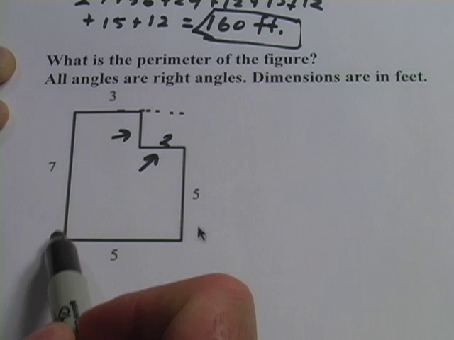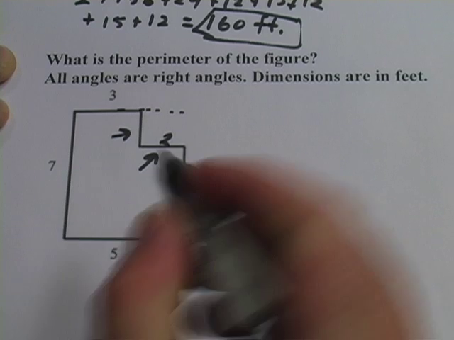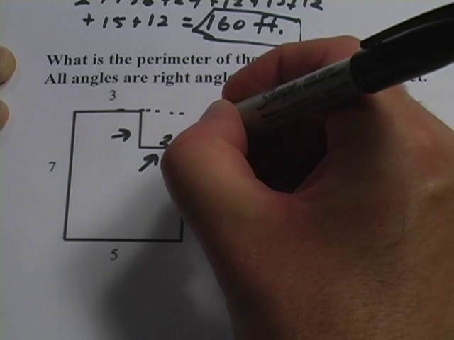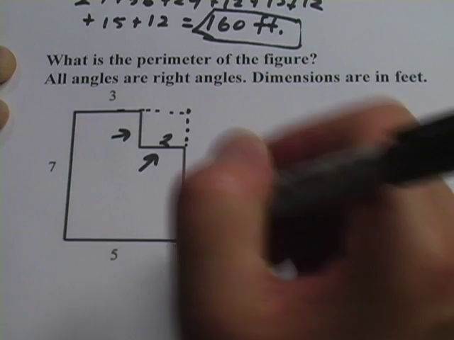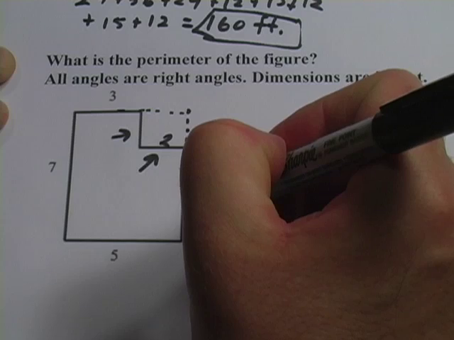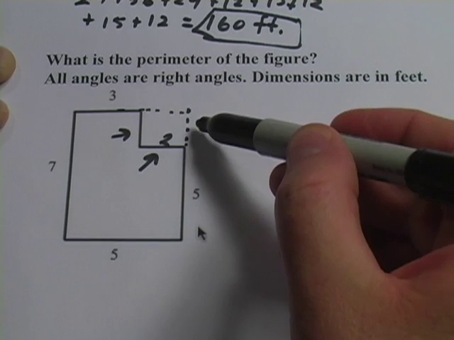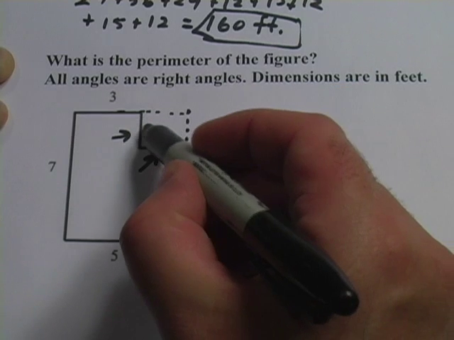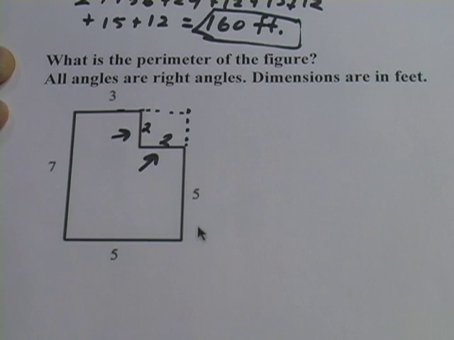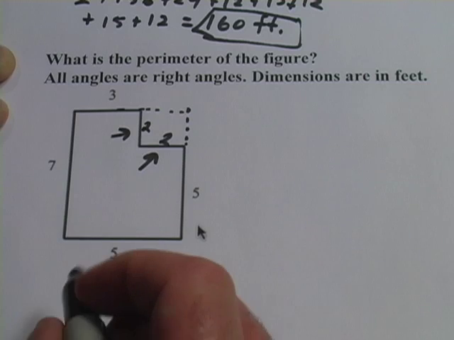This total length over here is 7. So if I were to continue the dotted line, this side, including the dotted line, would be 7 as well. Well, this portion of it is 5. And this portion of it must be 2 to add up to 7. So therefore, this little portion here has also got to be 2. Now I can add all the sides together.